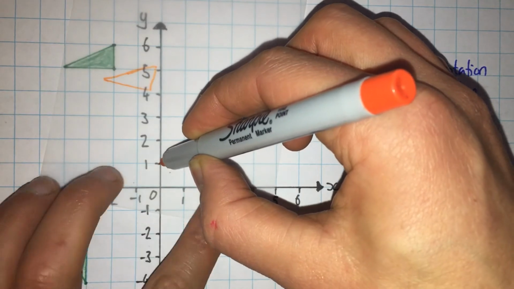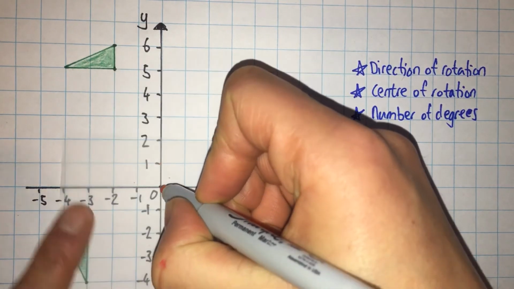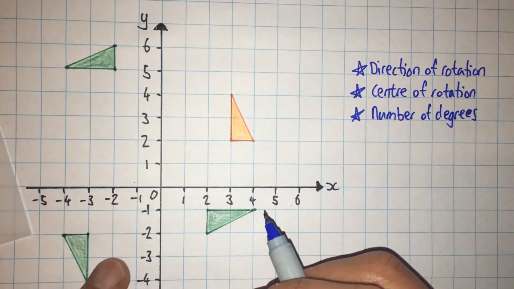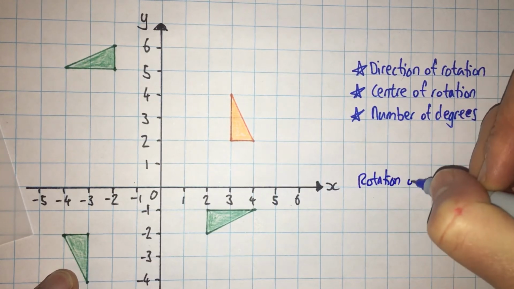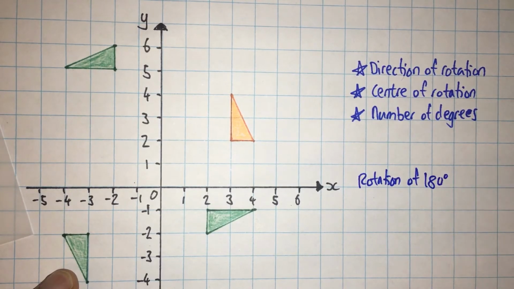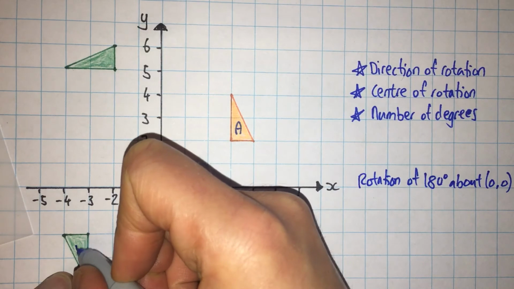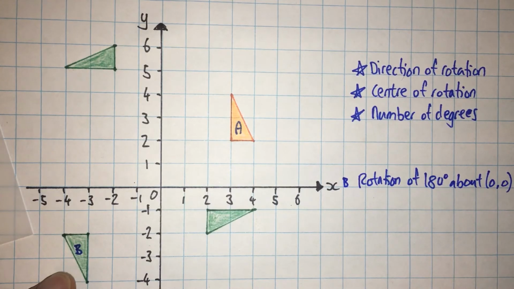No. So it's not 0, 1. Let's try another one. Let's try 0, 0. Rotate that. There we go. It's on there. So to describe fully this transformation, this one down here, we need to say it's a rotation of 180 degrees about the origin, or we could say 0, 0. And that's the first one there. So if we call our original shape A, and then we'll call this image B, to get to B, we need a rotation of 180 degrees about 0, 0.